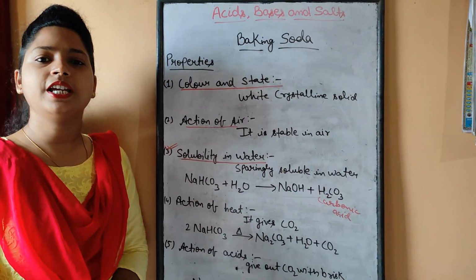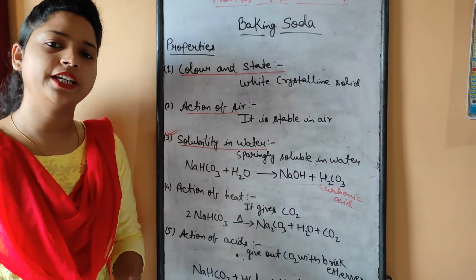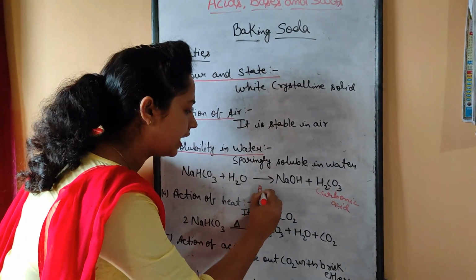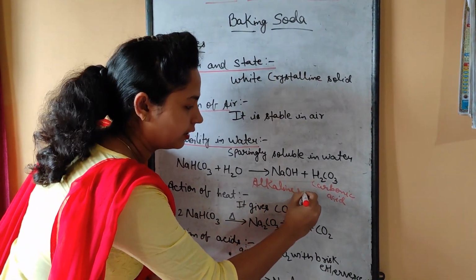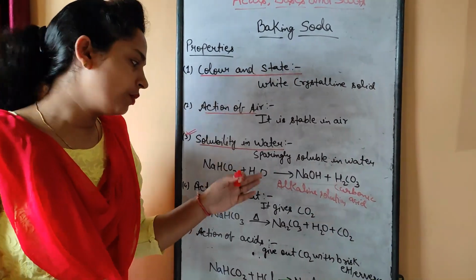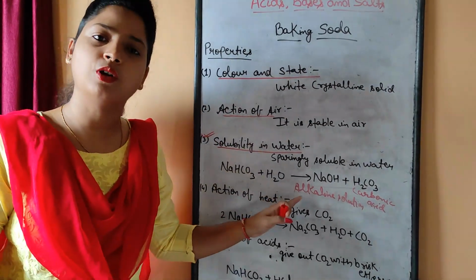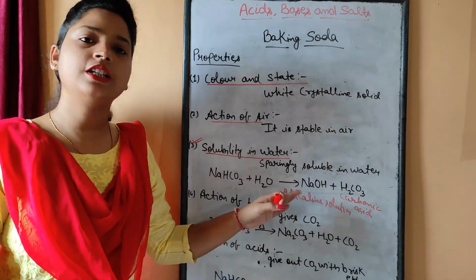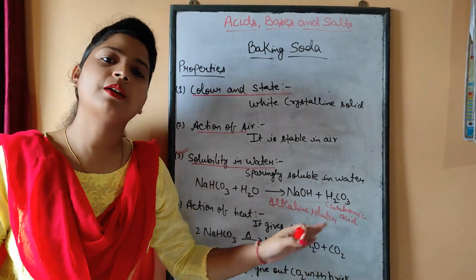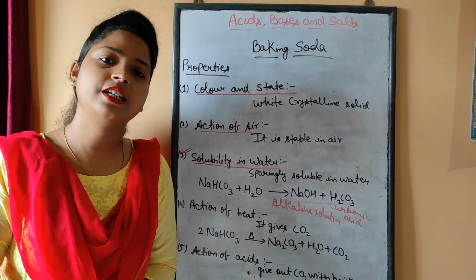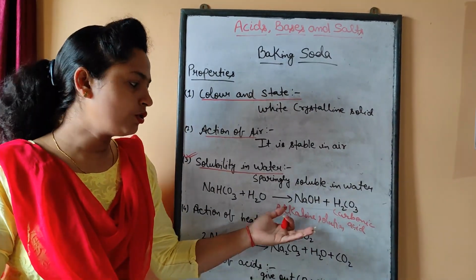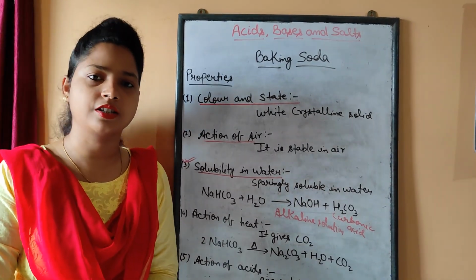Since carbonic acid is a weak acid, when we dissolve baking soda in water, we get an alkaline solution. Again I am repeating, since alkali is formed during the reaction of baking soda with water, the solution is called an alkaline solution. Here, the byproduct is carbonic acid, but since carbonic acid is a weak acid and NaOH is a strong base, the solution which we get is alkaline in nature.